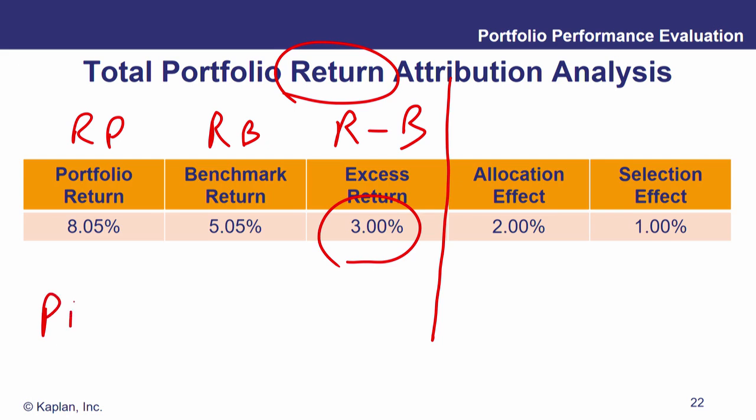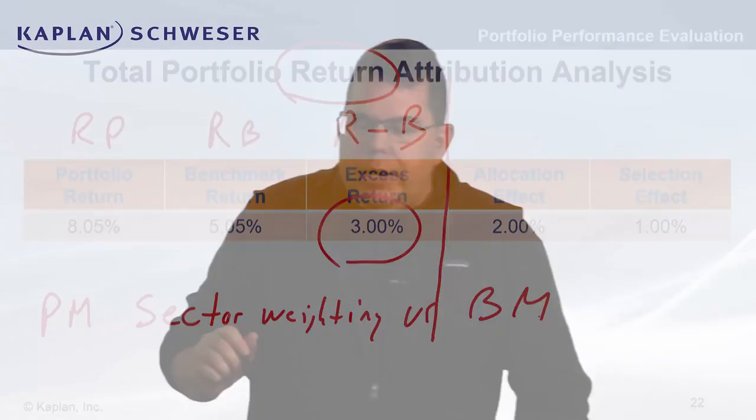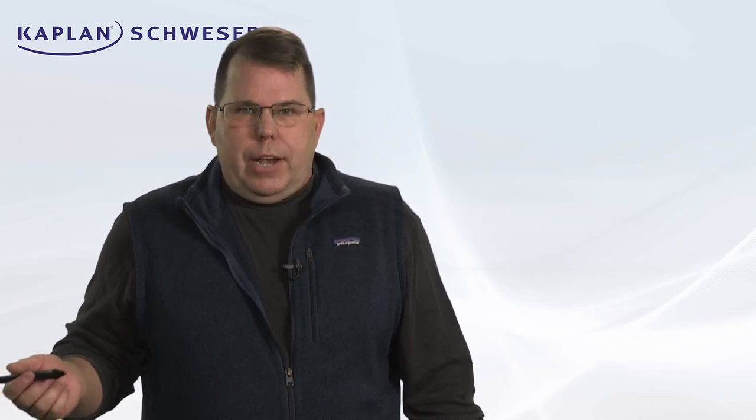It basically is grading the portfolio manager on how good they are at sector weighting versus the benchmark. The benchmark has a 60% weighting, let's say, to finance. You have a 20% weighting to finance. You basically underweighted that sector. That's where it's going to show up in the allocation effect. Did you do a good job with that sector weighting as the portfolio manager? And that's going to be focused in the allocation effect.